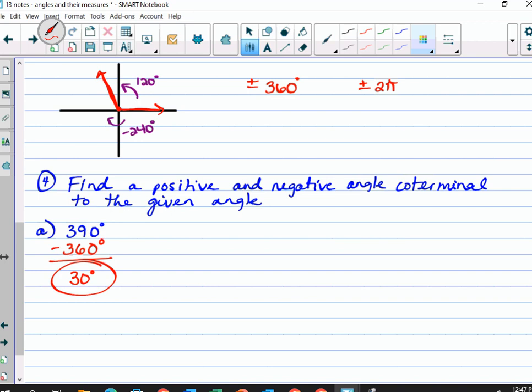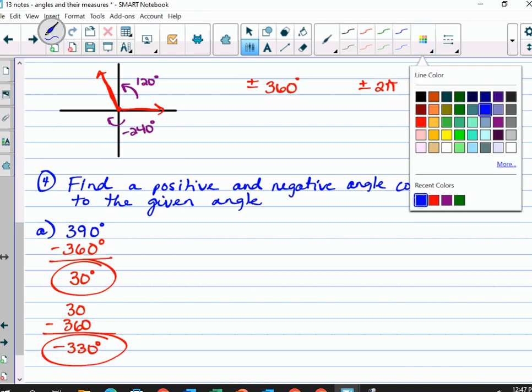Now I also need a negative angle coterminal to this. So you don't really want to start with the 390 again. Start from your 30 degrees. And how could I find a negative angle coterminal? Yes, subtract 360 from that. So 30 minus 360, what do we get? Negative 330 degrees. So that is your positive and negative coterminal angles.